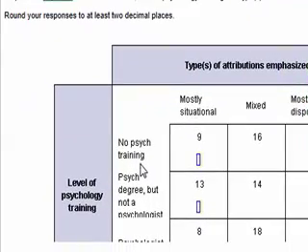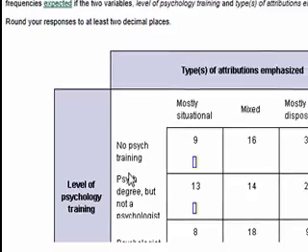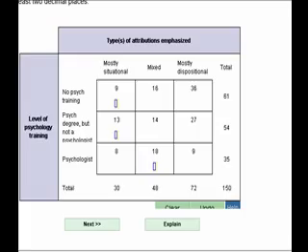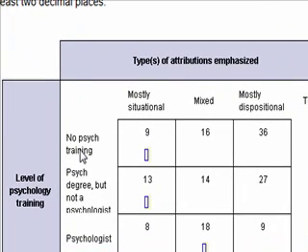So let me change the resolution, or the zoom size I should say, so that you can see all the information. So we can see here that we have the level of psychology training of no psych training, psychological degree but not a psychologist, or a psychologist. And then we have here mostly situational, mixed, mostly dispositional. And so what we're going to do is answer the questions here.